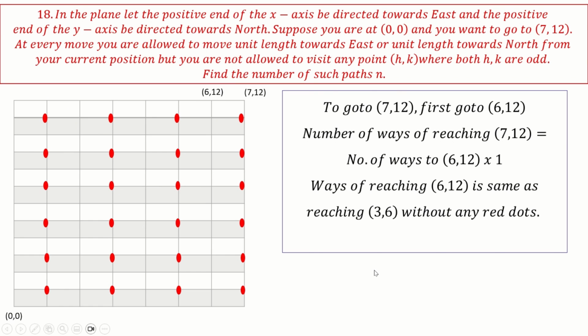This will become half, 3 comma 6, correct? Now once you know it is 3 comma 6, if you know permutations and combinations, this is the grid of 3 comma 6. How can I go from 0 comma 0 to 3 comma 6? In 3 plus 6 C3 ways I can go. Either you can take C3 or C6, both are the same. So this is nothing but 9C3 or 9C6, both are the same, which is 84.